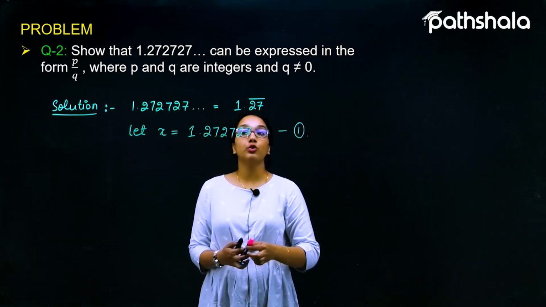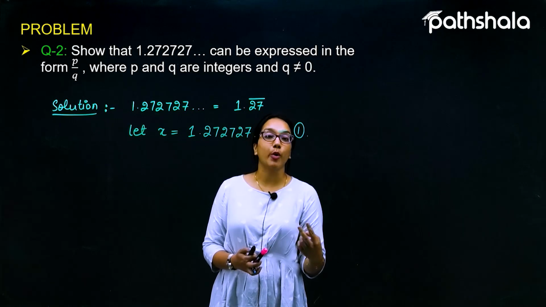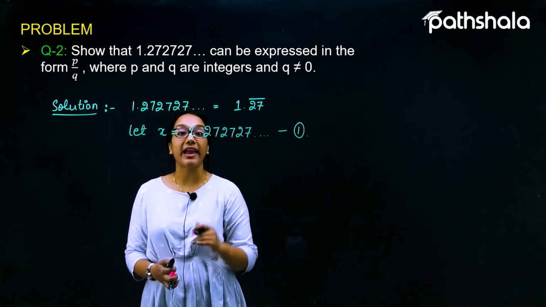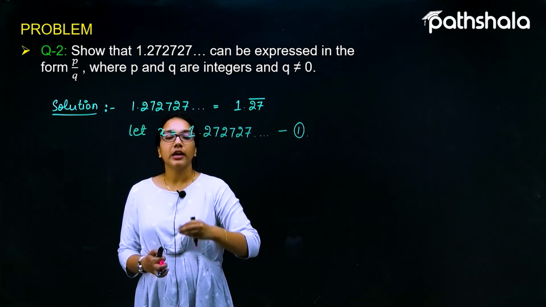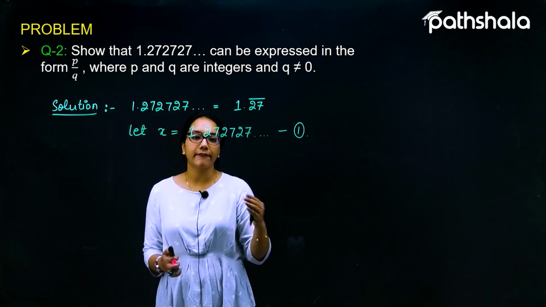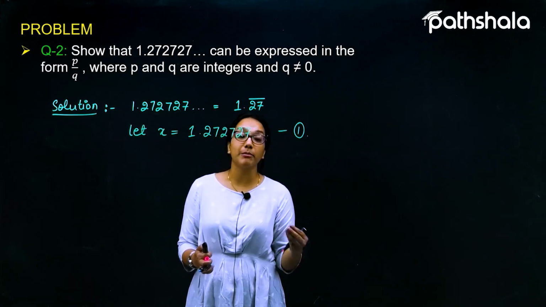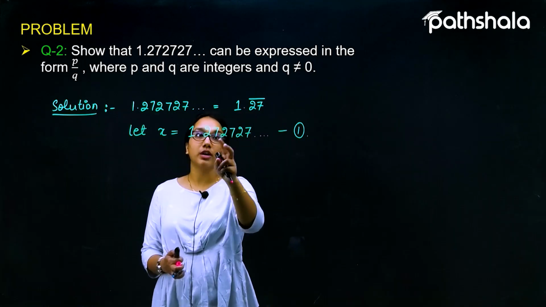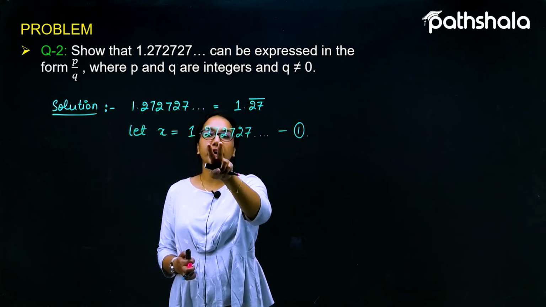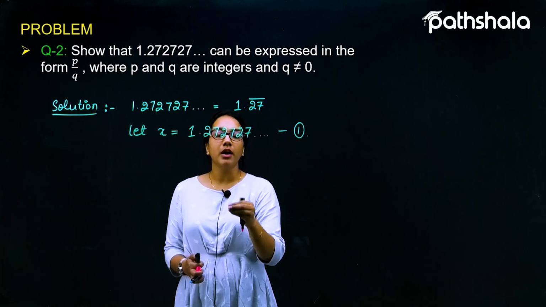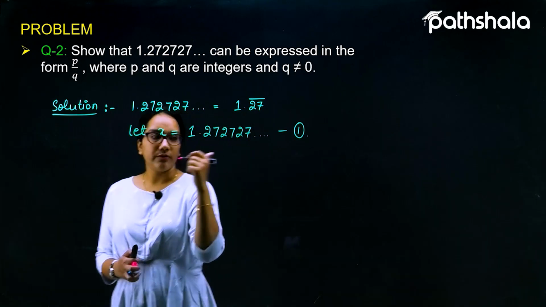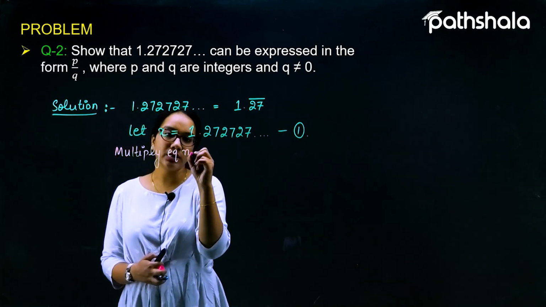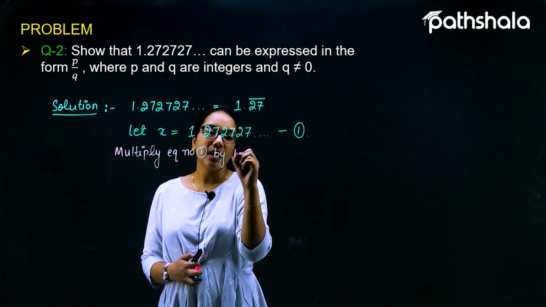As we know, there are two digits repeating after the decimal point, so we will multiply this equation by 100. If there are numbers repeating after the decimal point, we multiply by 10, 100, 1000 according to that. Since two digits are repeating after the decimal point, we will multiply equation number 1 by 100.